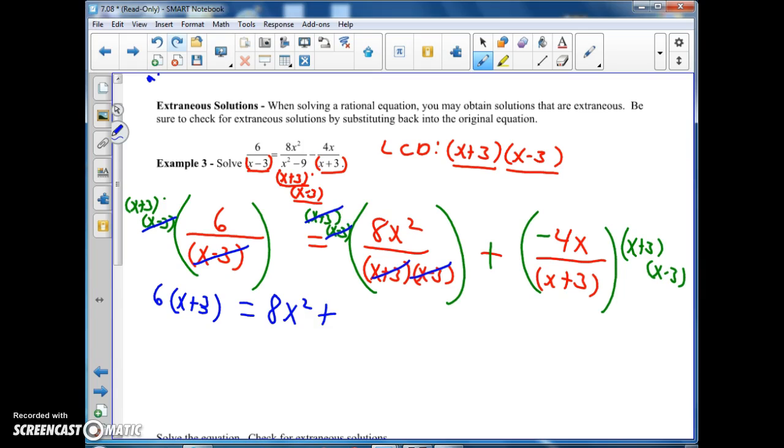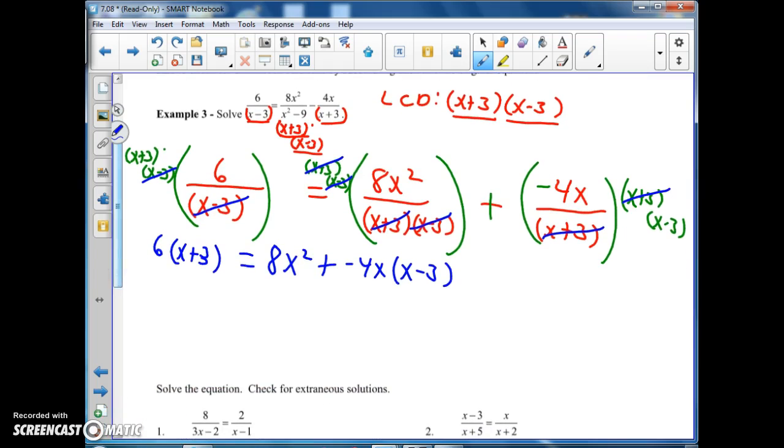Did you notice how I changed that to a plus and put the negative on the 4x? A little trick. Now look at the third one. What can you cancel? The x plus 3's are canceled. So what are you going to write down? Negative 4x times x minus 3. It's the same thing. Here I am distributing the 6, and here I am distributing the negative 4.